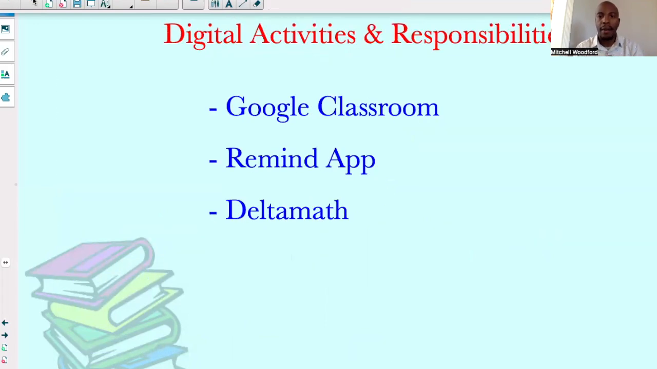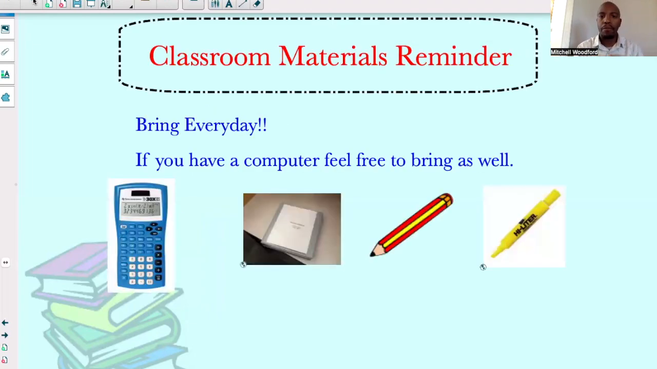Keep in mind our digital platforms, Google Classroom, Remind, and Delta Math are very important for you to use and keep up to date on as to what I'm posting, when I'm posting it. I may post on Google Classroom when it's snowing outside, hey, post a picture of you making a snowman for extra credit. Things like that may happen, so just keep aware of what's going on, okay? Please bring your materials once again every day. You might need the TI-30XIIS calculator, pencils, pens, highlighters, and of course your binder, okay?